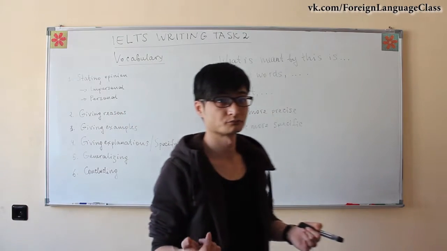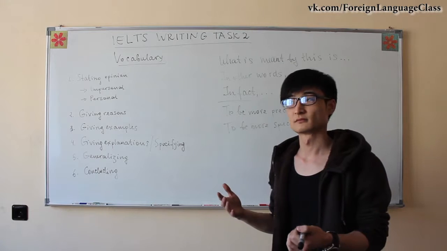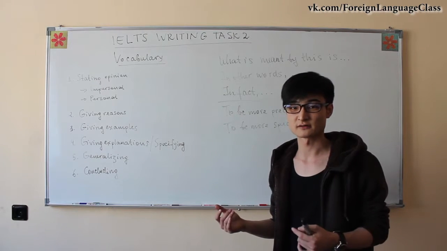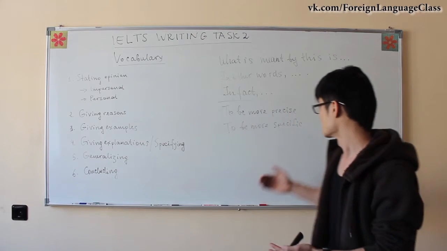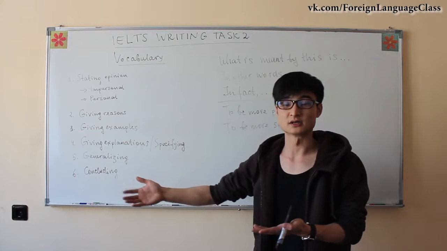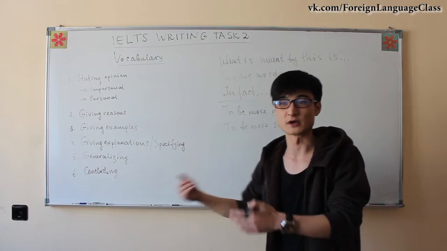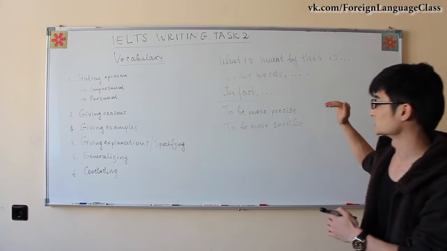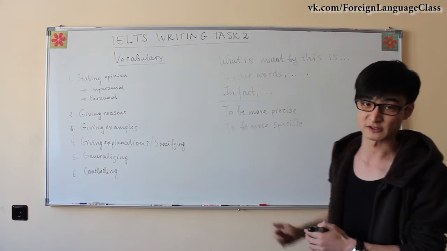For example, birds migrate to the south when it turns cold. To be more specific, and you name these birds who migrate to the south. Okay, so that's the difference between "to be more precise" and "to be more specific."